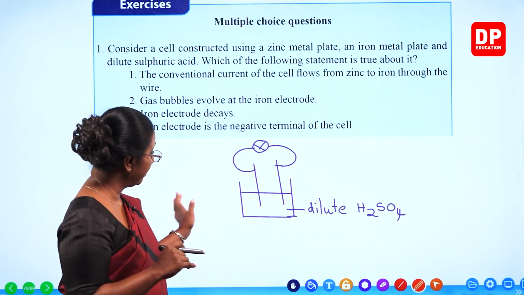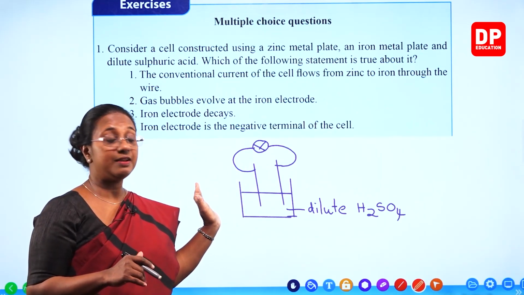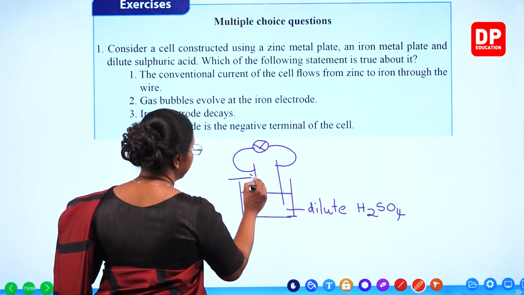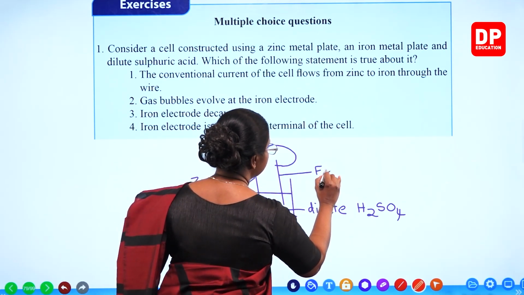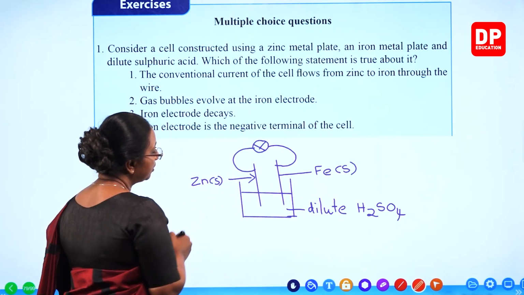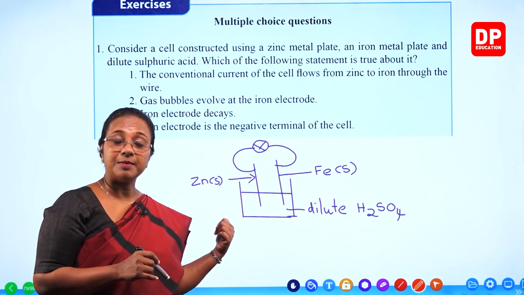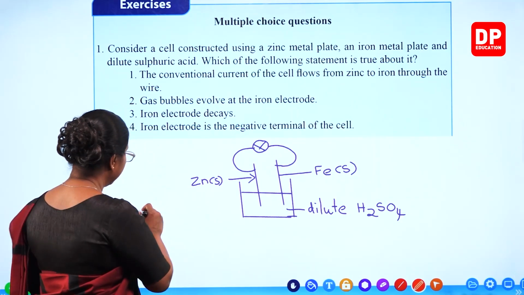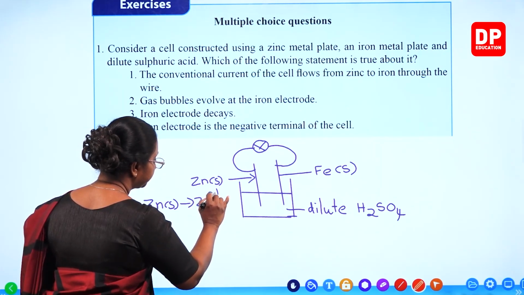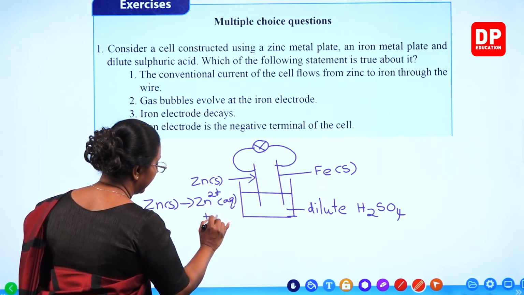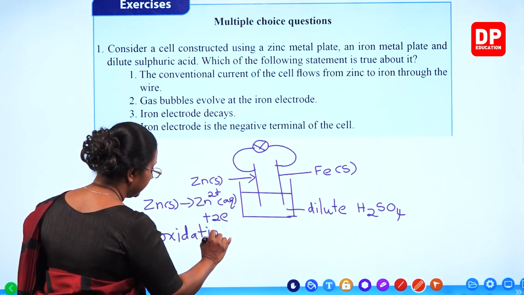Normally you all know, students, when we label the electrodes, we write the more reactive metal on the left side. So this we will label as the zinc metal and this will be the iron metal. Out of these, zinc is more reactive, iron is less reactive. So what will happen to zinc? Zinc will dissolve. Zinc will undergo oxidation. Zinc solid will become Zn2+, losing 2 electrons. So this is oxidation, and that occurs at the anode.